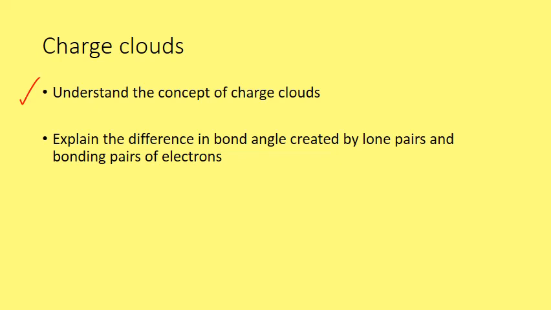So just to recap the valence shell electron pair repulsion theory, we've got lone pair lone pair bond angle is going to be greater than lone pair bonding pair, which is again greater than bonding pair bonding pair. That is the valence shell theory.